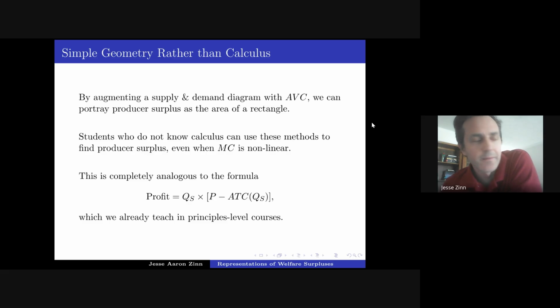And like I was saying, this was pretty much motivated by the formula for profit, where it's the quantity supplied times profit per unit, right? Price minus average total cost at the quantity supplied.